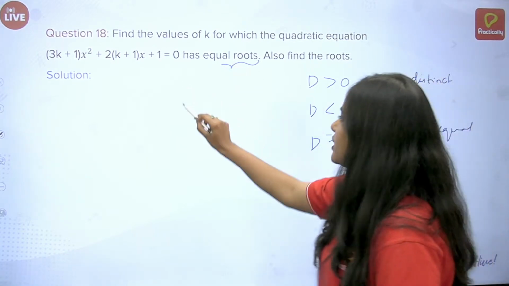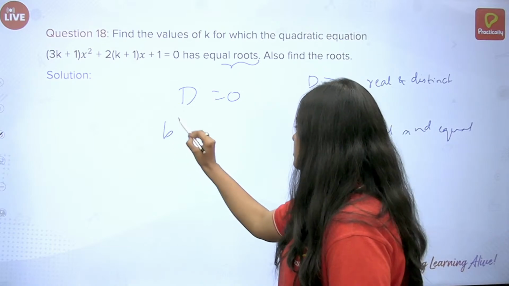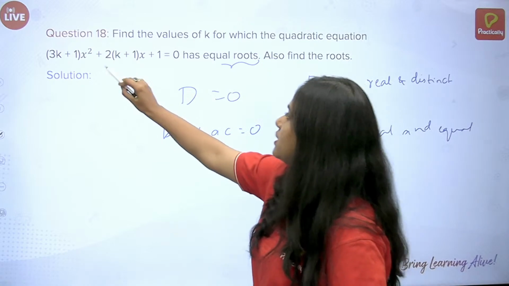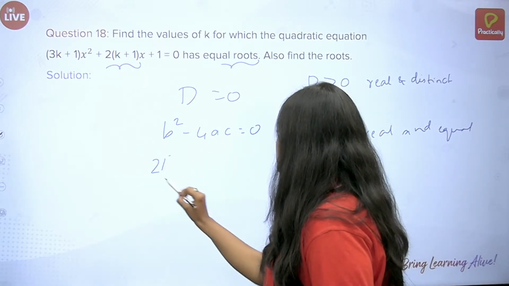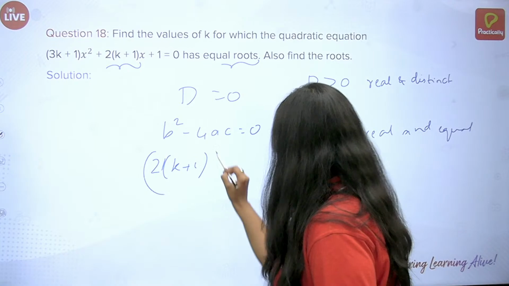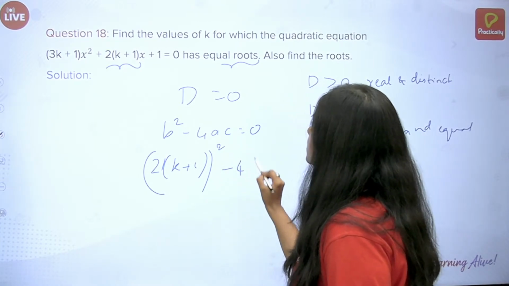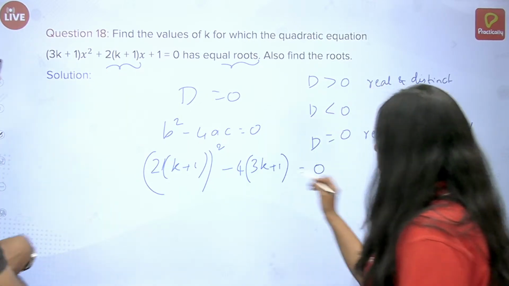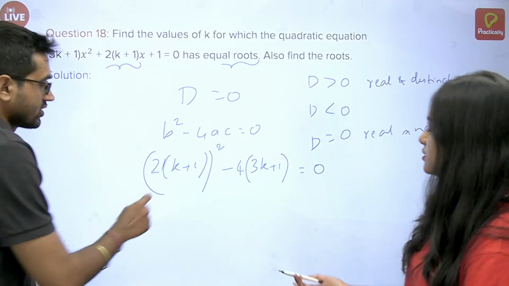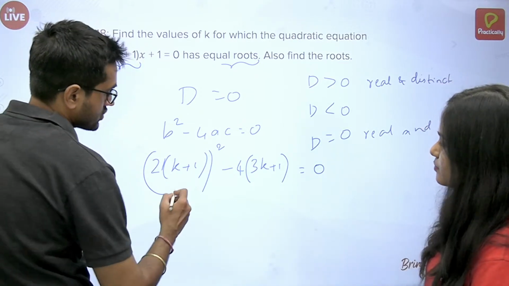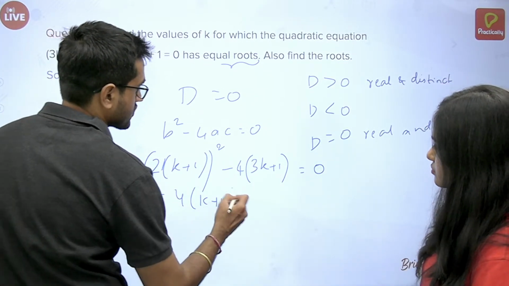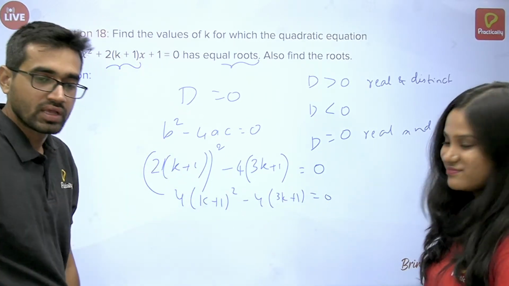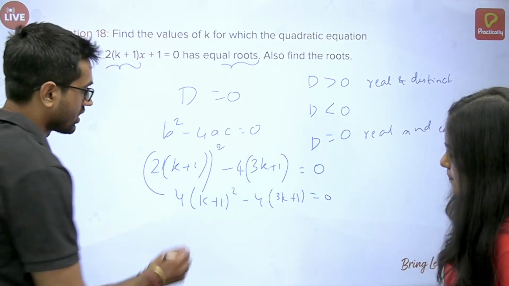So equal roots, so D is 0, discriminant is 0, b square minus 4ac equals 0. Substitute the values. What is b? 2k plus 1. 2 of k plus 1 whole square minus 4 into 3k plus 1 into k plus 1 into 1, which is not required, is equal to 0. So again you'll be getting a quadratic equation here, and then you have to solve it. It's a very simple quadratic. 2 square is 4, so k plus 1 whole square minus 4 times 3k plus 1. Don't apply your brain too much and go and multiply this. Just take 4 out, put it right away to 0, eaten away by 0.